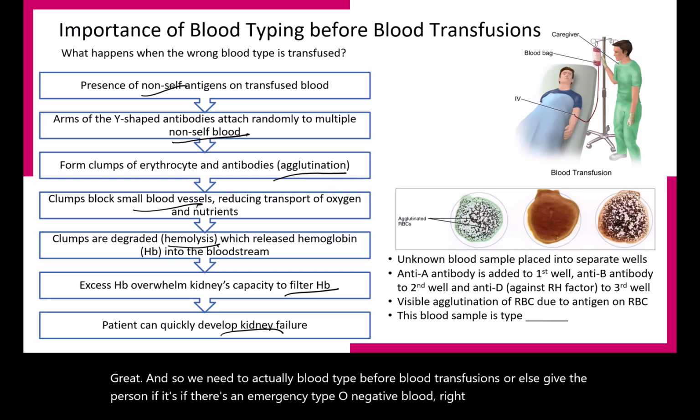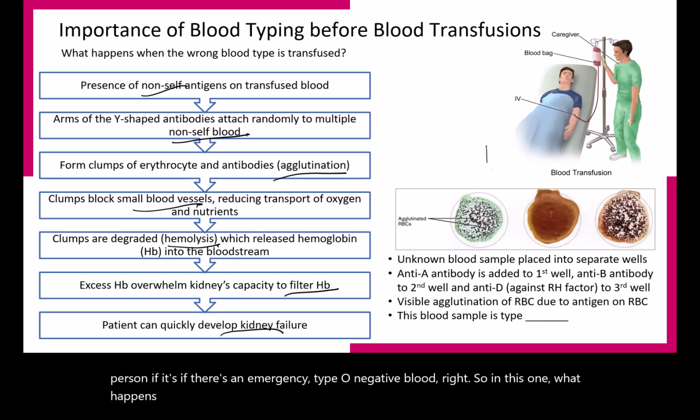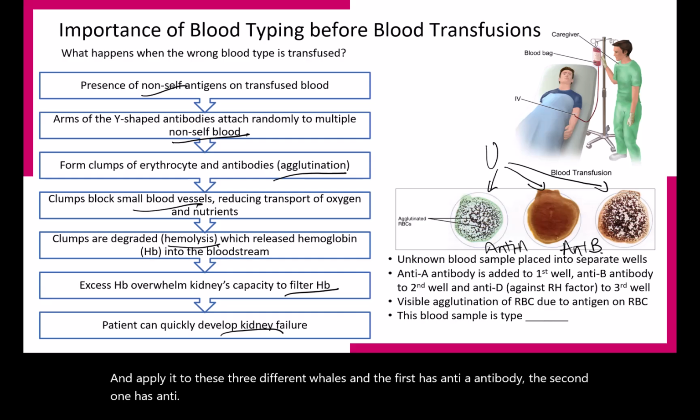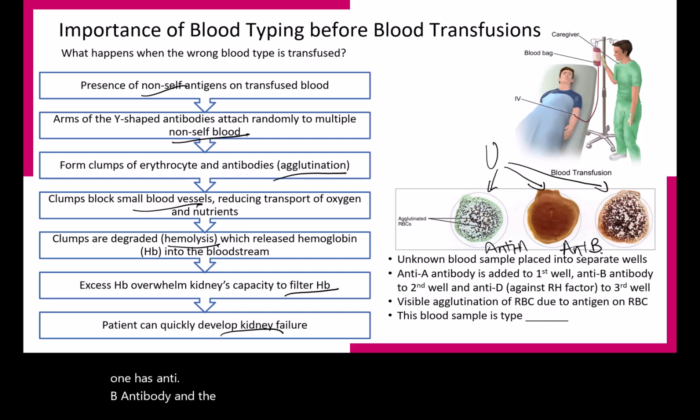In this one, a blood sample is applied to these 3 different wells. The first well has anti-A antibody, the second one has anti-B antibody, and the third one has anti-D antibody, which is against the Rh factor.